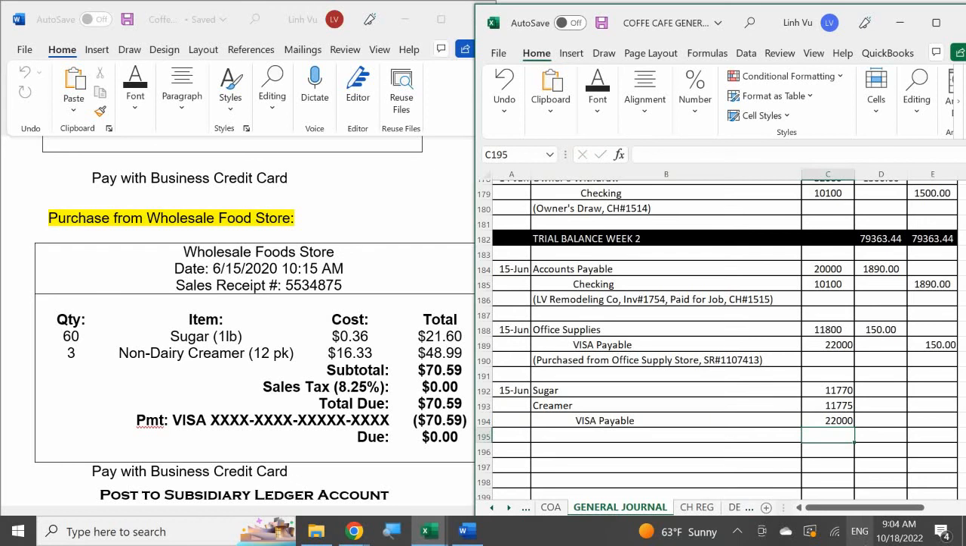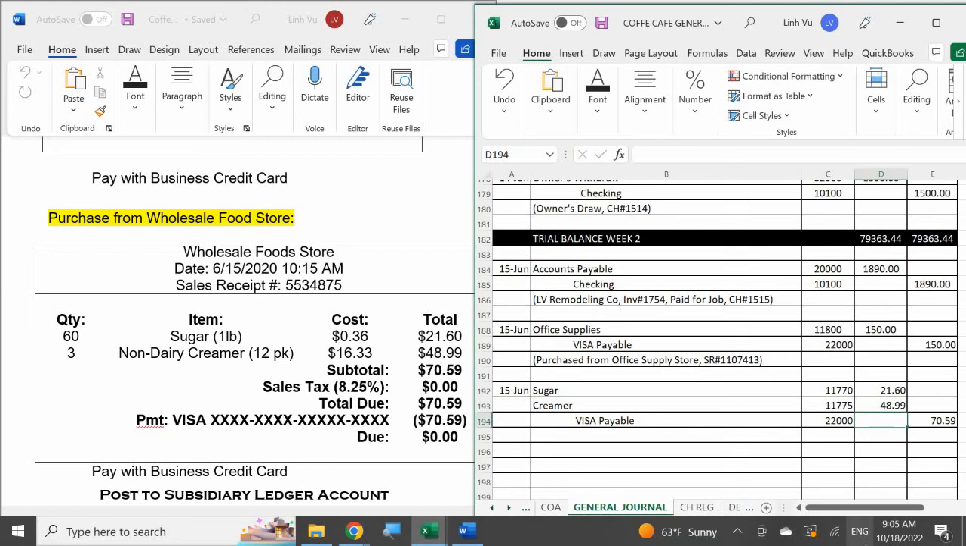So for the sugar, you're paying 21.60, and the creamer you're paying 48.99, and the Visa payable would be 70.59. Hold on. 48.99. There you go. Typo. There you go.